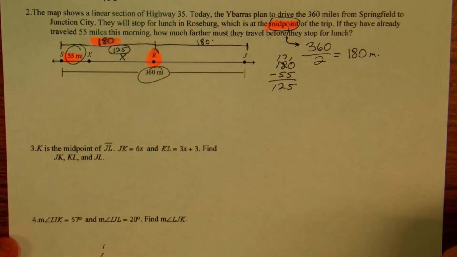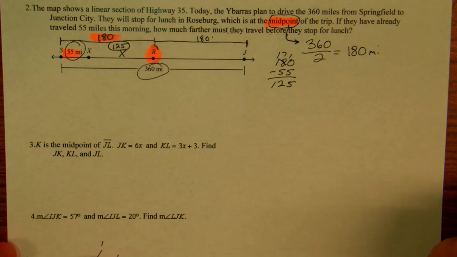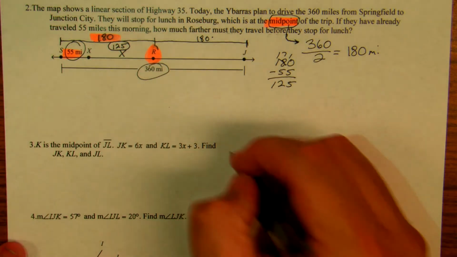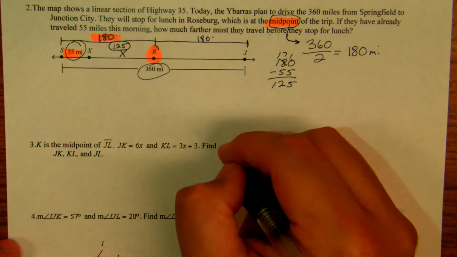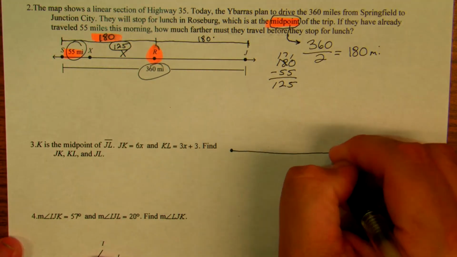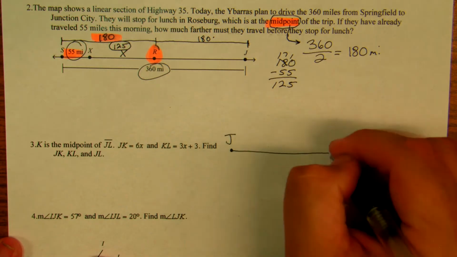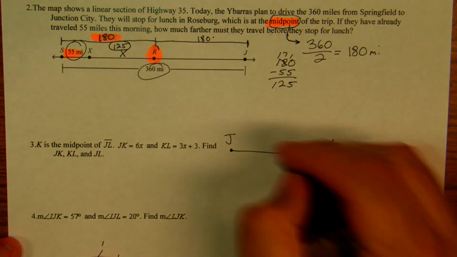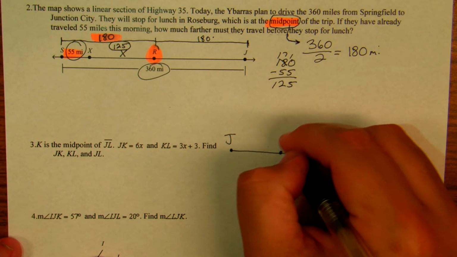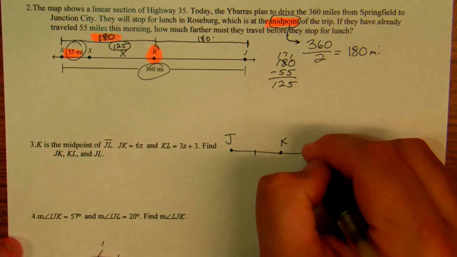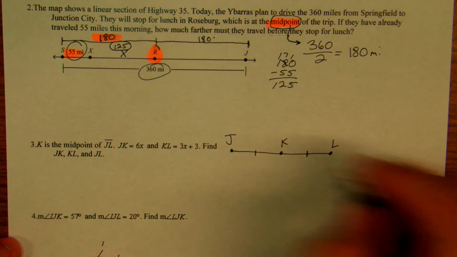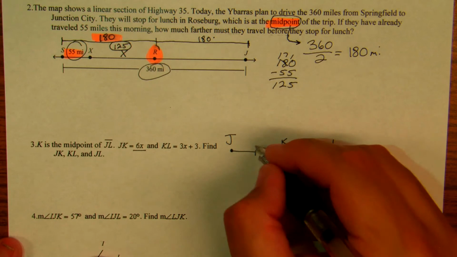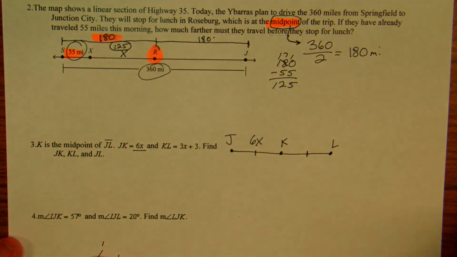Now, number 3. JL is a segment here. Now, do we have a picture for JL? No, draw JL. And it says K is the midpoint. So I'll put K here, and I know that these two segments are going to be equal to each other. How much is JK? 6x. How much is KL?